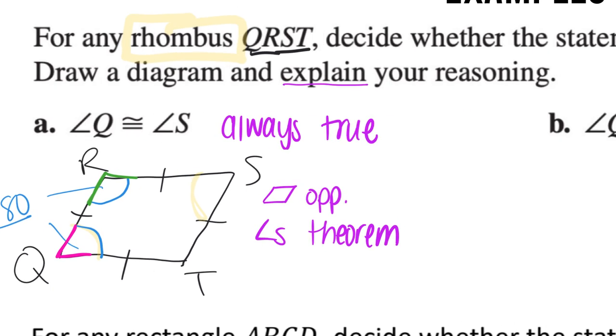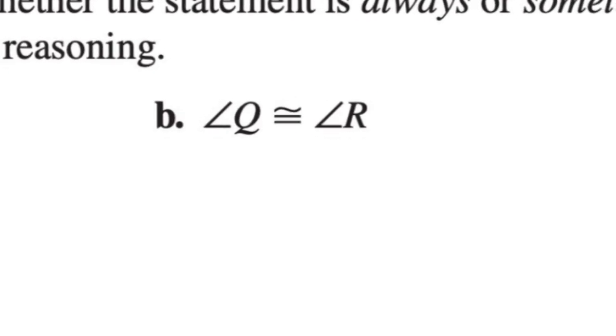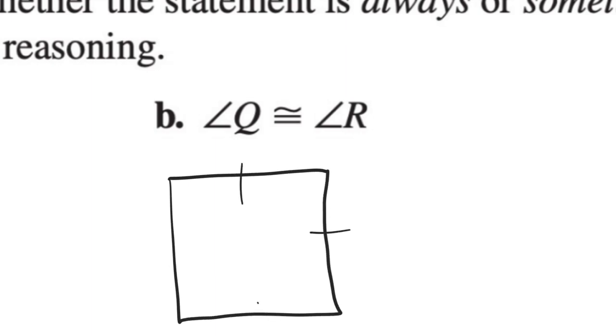However, there is a case where it would work. So I'll draw that over here. If the rhombus was also a square, right? Because technically squares, they do qualify as a rhombus.